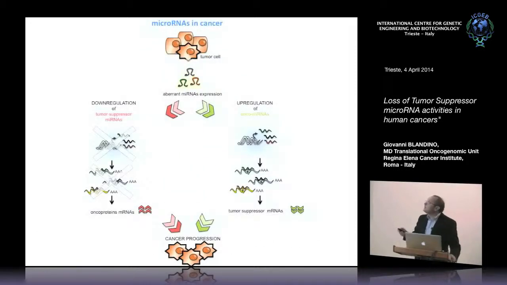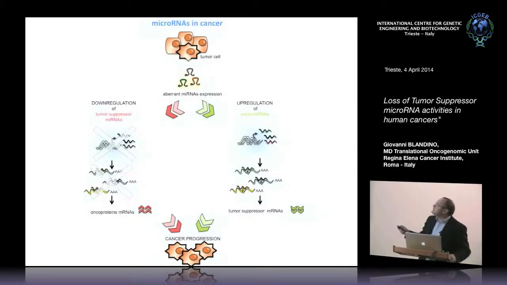Again, when we look at the microRNA, as in the past we have already done for the genes, we need in some way to classify them. And maybe we can say that microRNA can be divided, generally, because then there is the impact of the cell context that can switch this activity, into two classes. Those that we found downregulated, and we believe that most of them exert a tumor suppressor activity that is lost, and this, of course, results in a wave of oncoprotein mRNAs.